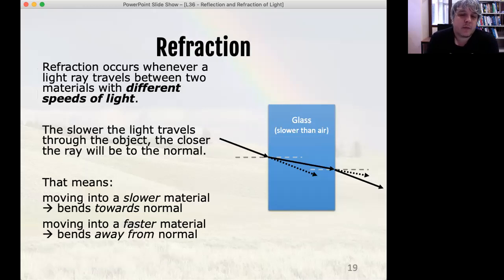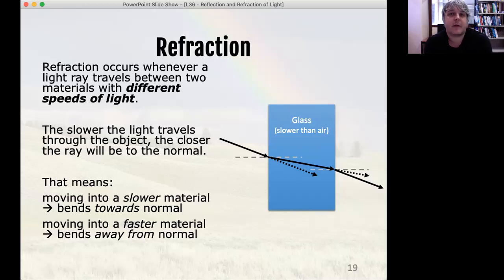When it goes from a slower object back to the faster one, it's going to bend away from the normal, exactly the opposite. If it's going into a faster material, it bends away from the normal. Some people remember that by just remembering the phrase "speeds away." If it's going into a faster material, it will move away from the normal, speeds away. So that's the idea of refraction. Light will bend towards the normal as it goes into a slower material and bend away from the normal when it goes into a faster material.